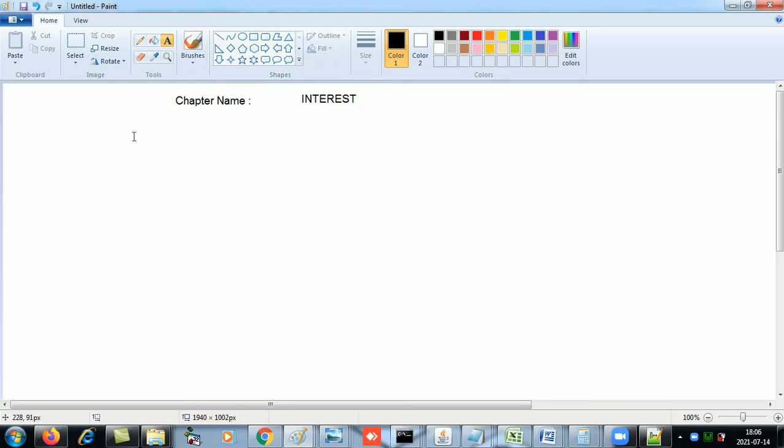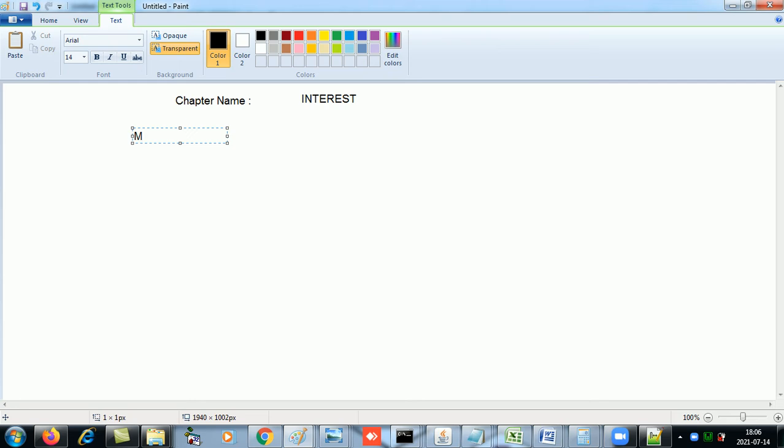So if there's someone, Mr. Raj, who has deposited, let's say, a sum of 1,000 with the bank for a period of, let's say, 3 years, and the bank gives interest at a certain rate of interest. So the bank is, let's say, giving interest at 8%.